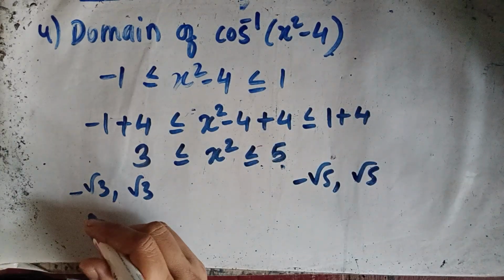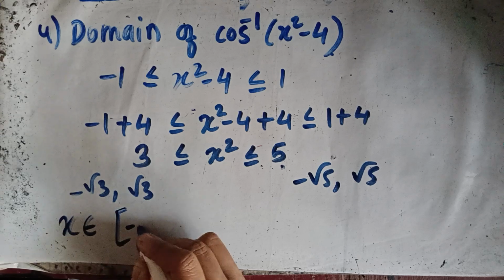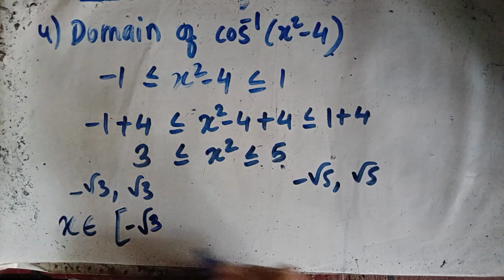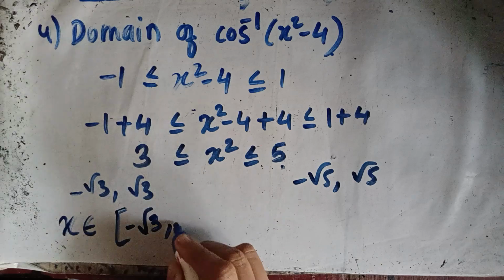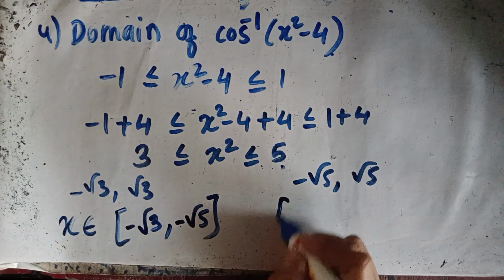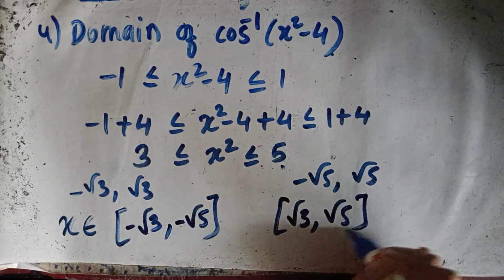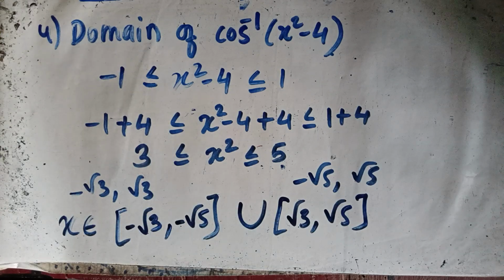So you will get two intervals, that is, x will belong to one interval which is a set of negative numbers, that is minus root 3 to minus root 5, right? And another interval will be root 3 to root 5. Union.